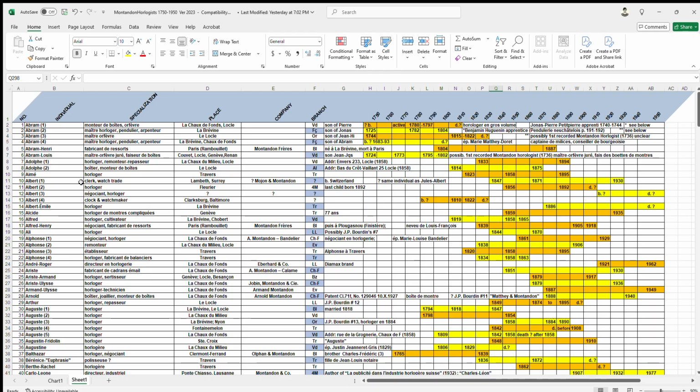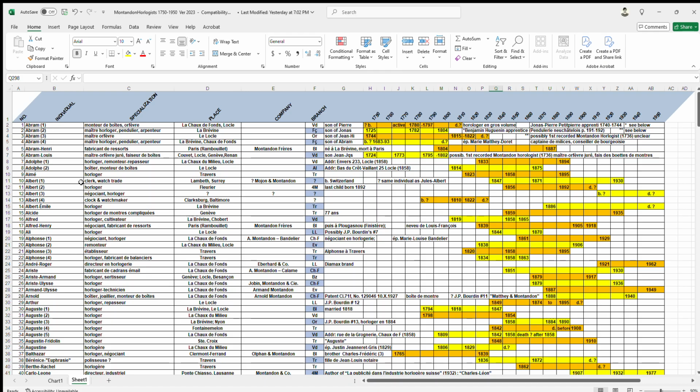Now, clearly we have some outside of these periods, but to keep this succinct, for example, if we know that Abram Louis was born in 1724, then we have him there. And on the other side as well, we do know that some of these individuals died in 1980 or 1977, etc. I have contrasted the rows so that it makes it a little bit easier to read.